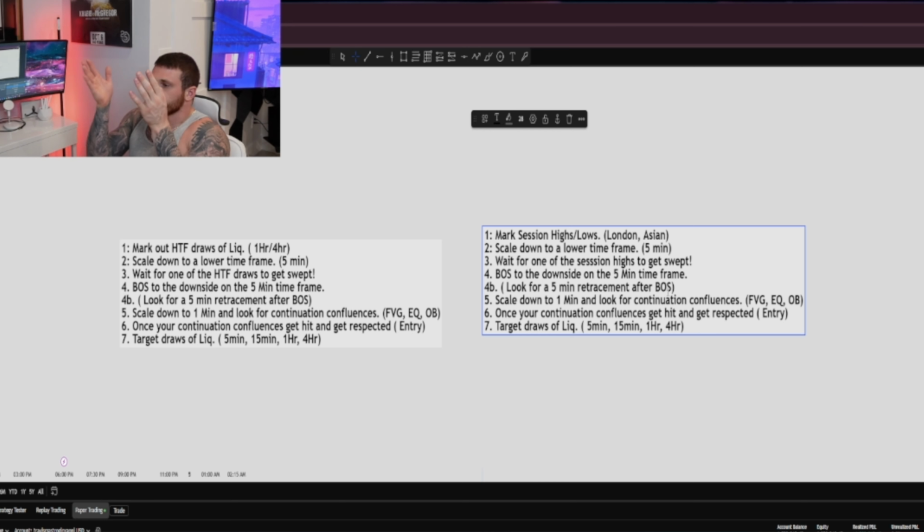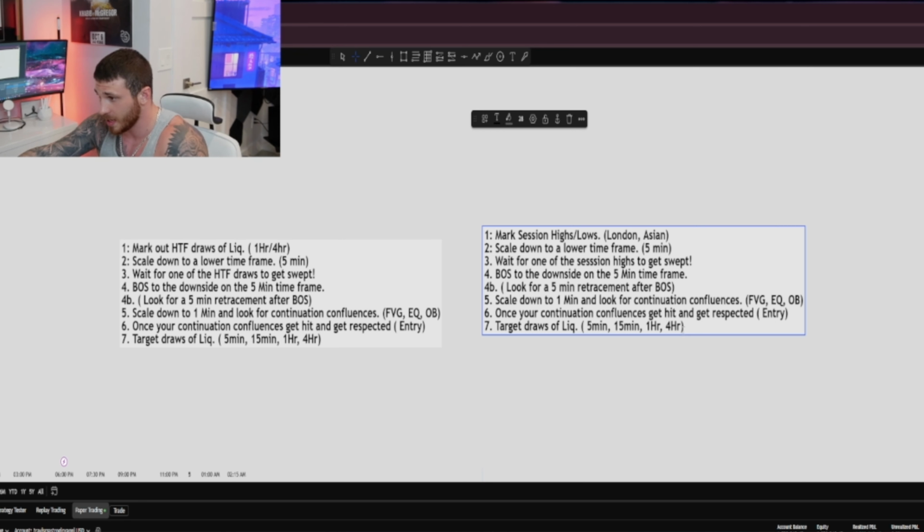So look, we're going to wait for our break of structure in the 5-minute time frame. We're going to scale down to the 1-minute time frame. Look for our continuation confluences, the same thing: fair value gap, equilibrium, order block fill. Once your continuation confluences get hit and get respected, that's your entry. We can target draws on liquidity, the same thing.